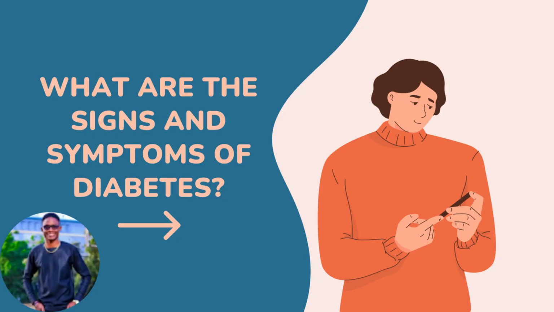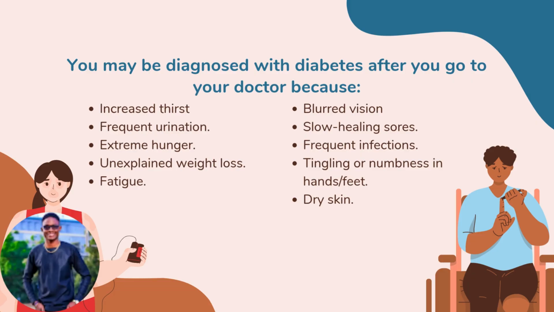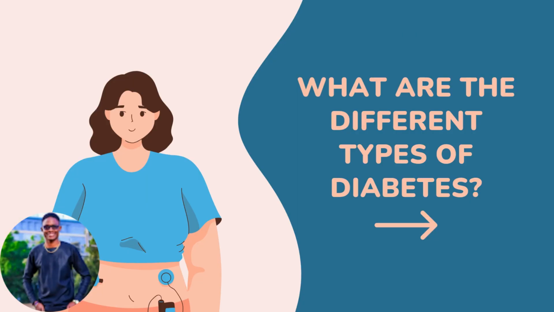You may be wondering, what are the signs and symptoms of diabetes? You may be diagnosed with diabetes after you go to your doctor because of increased thirst, frequent urination, extreme hunger, unexplained weight loss, fatigue, blurred vision, slow healing sores, frequent infections, tingling or numbness in hands and feet, and of course, dry skin.